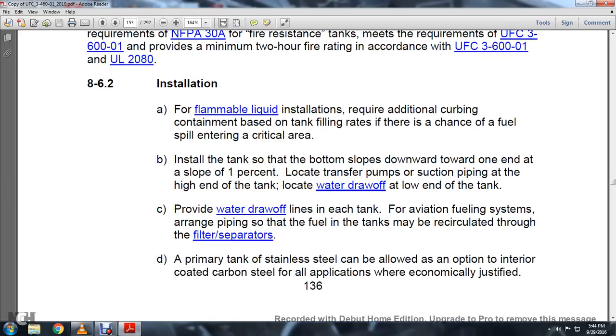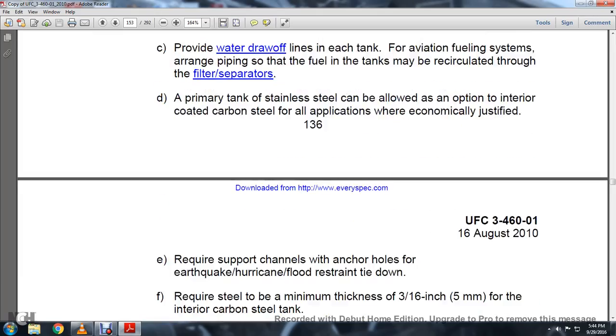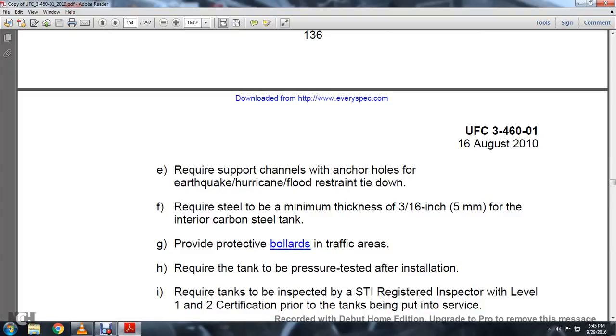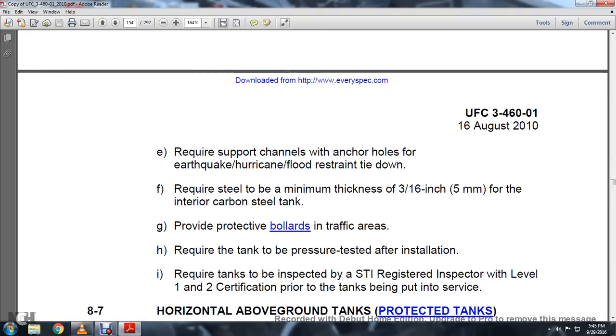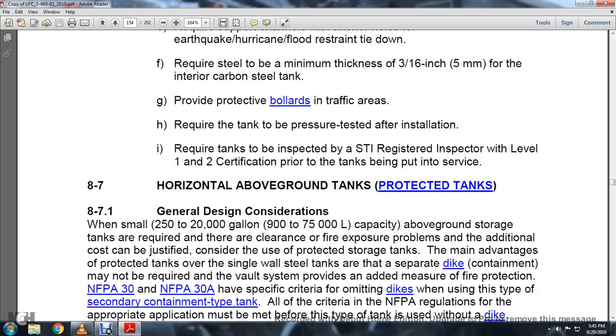Primarily, stainless steel tanks can be allowed, but one may also obtain interior coated carbon steel tanks in all applications that are economically justified. Require support channels with anchor holds for earthquake, hurricane, and flood resistant tie down. Require steel with a minimum thickness of 3/16 of an inch for the interior carbon steel tank. Provide protective bollards in traffic areas. Require the tank to be pressure tested after installation. Require the tanks to be inspected by an STI registered inspector with a Level 1 Class 2 certification prior to the tanks being put in service.